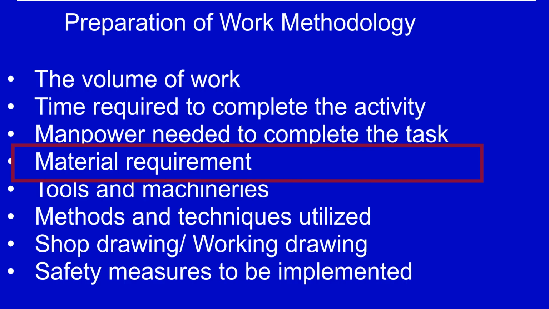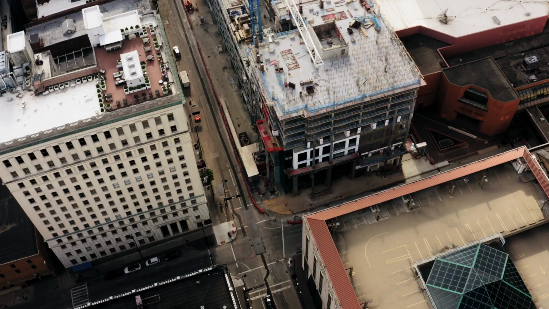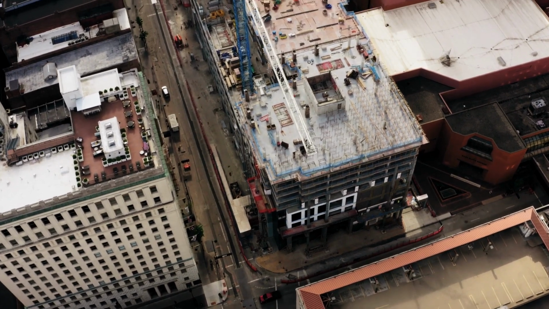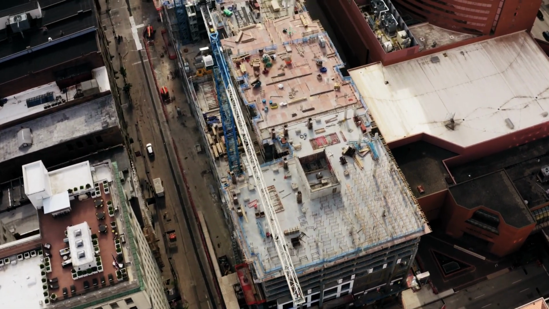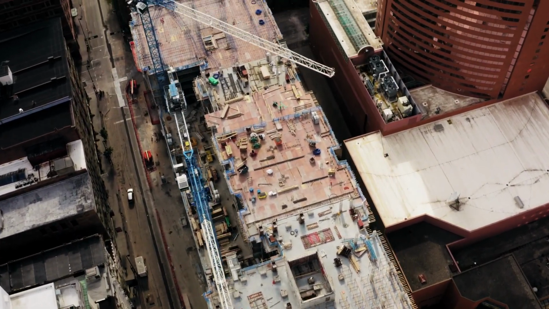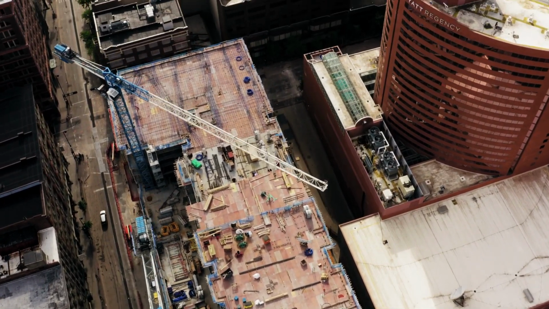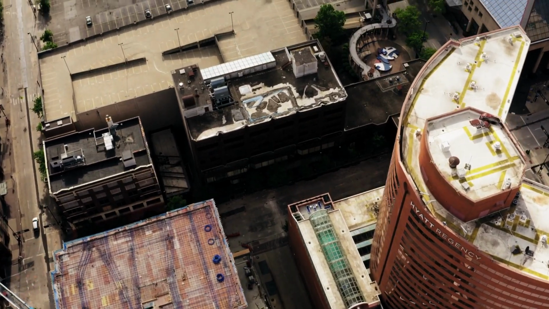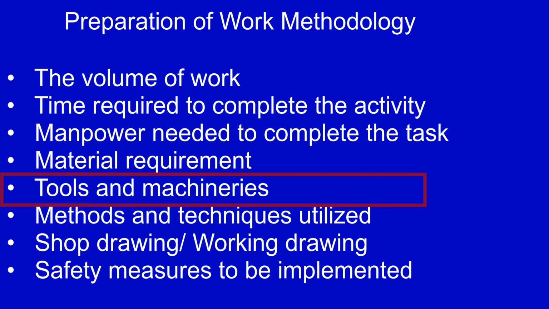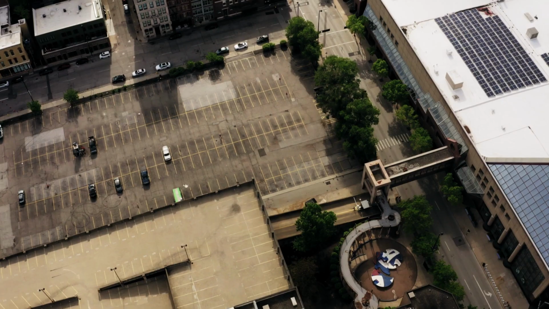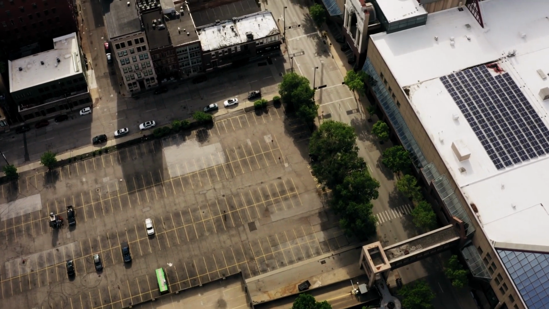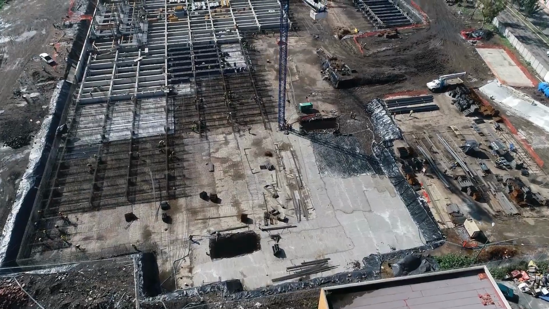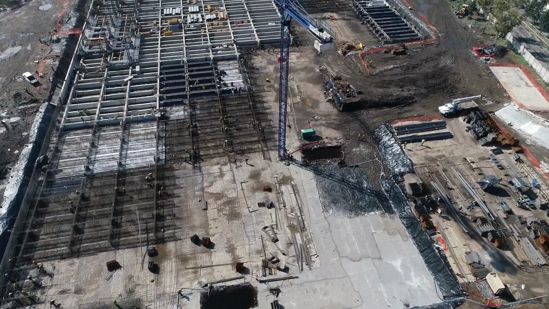Material requirement. This section will include materials required for temporary and permanent works essential to complete the activity. Make sure the input materials are previously approved by the consultant's office, and hence you will be asked to provide corresponding sample, approval slip, and test reports. Tools and machineries. You will prepare equipments required for executing the activity, starting from very small tools to big machineries. Methods and techniques utilized to complete the activity.